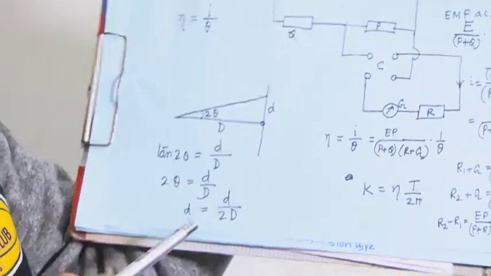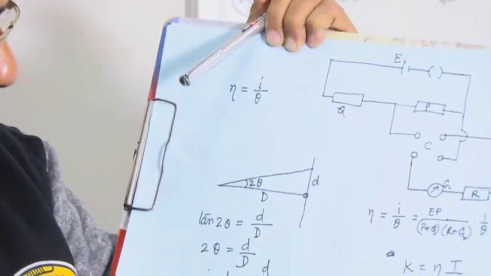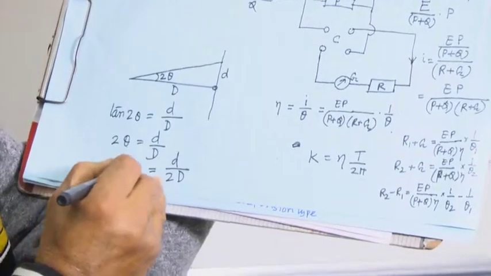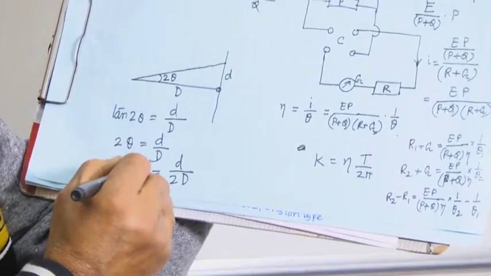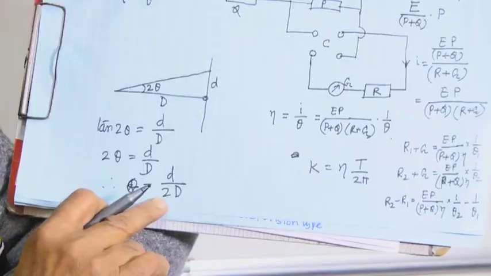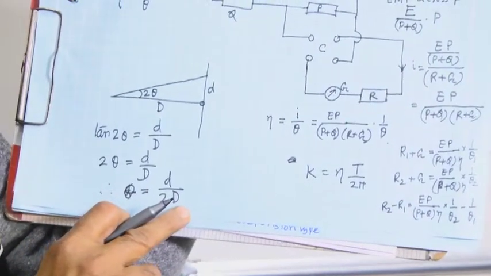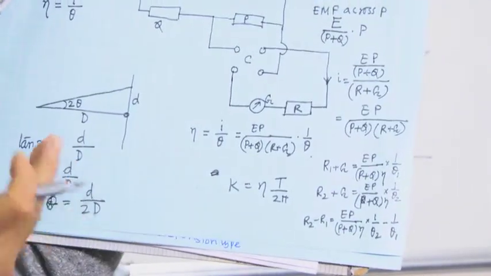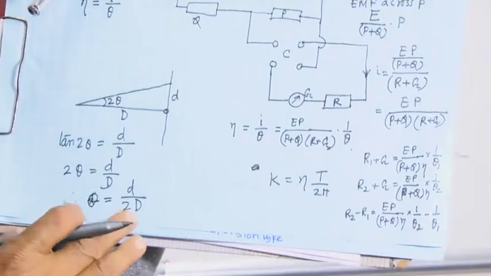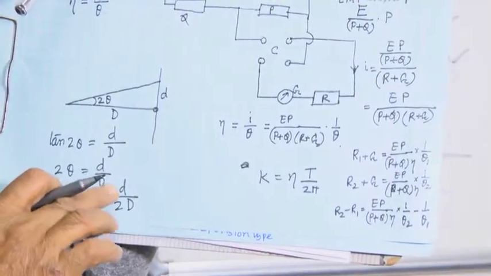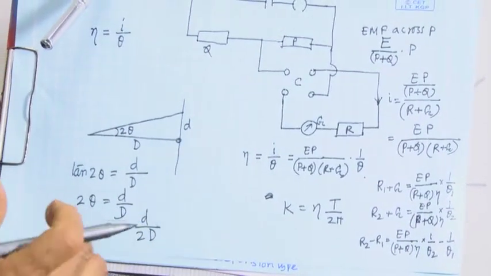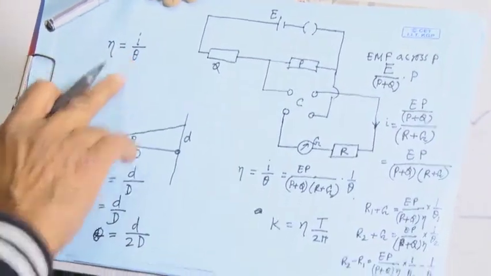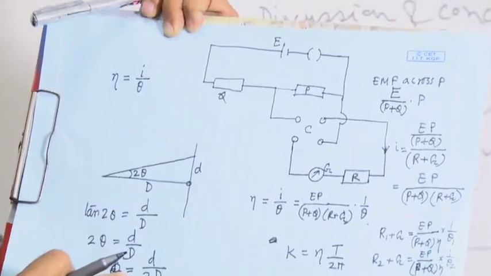So, theta will be equal to d by 2 capital D. Okay. So, capital D we have to measure. Generally it is given to the student, or you can measure it using a meter scale, and of course, this small d you have to measure. That I will show you. Now, theta I will be able to measure using this light scale arrangement.